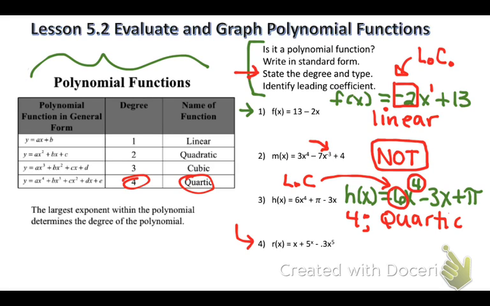Our final example on this slide, number 4. Number 4 also is not a polynomial function because of this 5 raised to the power of x. It does not have a variable base and an exponent that's a whole number. The exponent here is a variable.